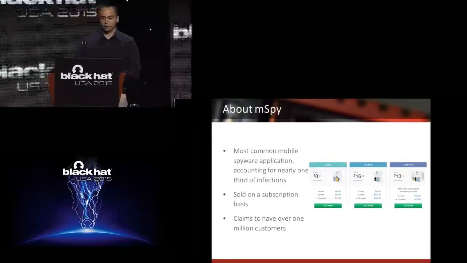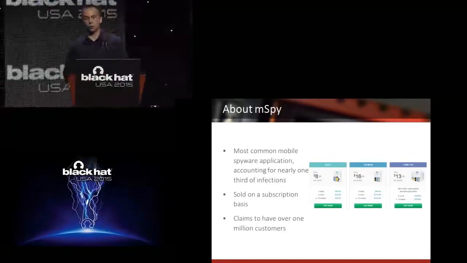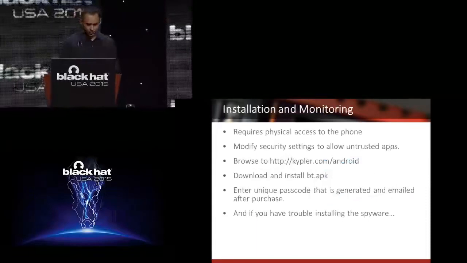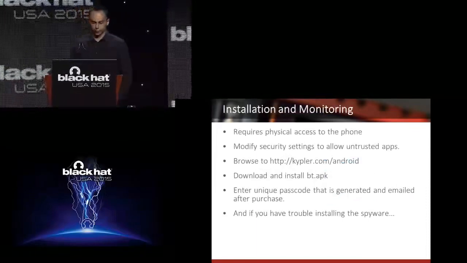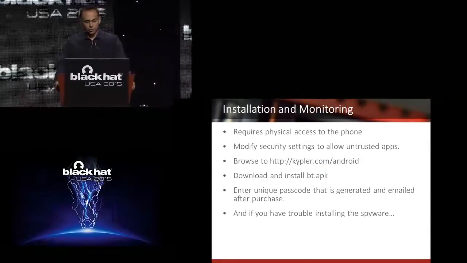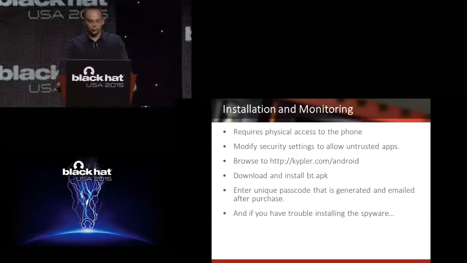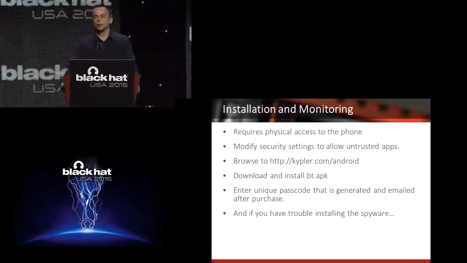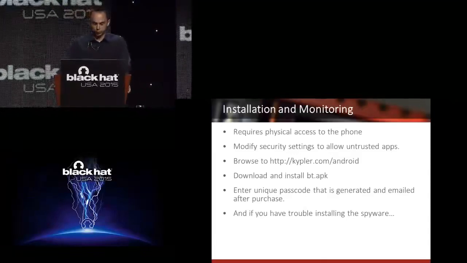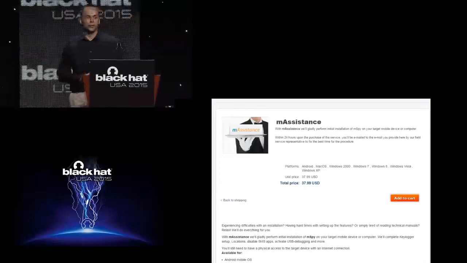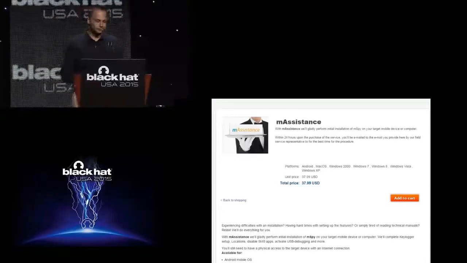About mSpy, again, the most popular spyware program, sold on a subscription basis and relatively inexpensive to buy. They also claim to have over 1 million customers. To install mSpy, you need physical access to the phone. For Android, you have to modify the security settings to allow trusted apps, browse to the website, and download and install the APK. When you purchase the spyware program, you have to enter a username and password and create an account. They will email you a special code, like an authorization code. When you install the spyware, you type it in and you're in. If that is too hard for you, don't worry, there is tech support available. For an extra fee, their tech support people will call you and talk you through it, which is handy, I guess.